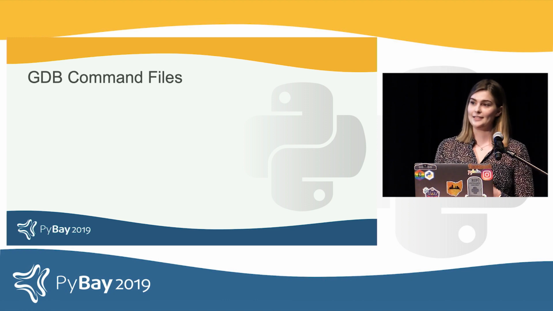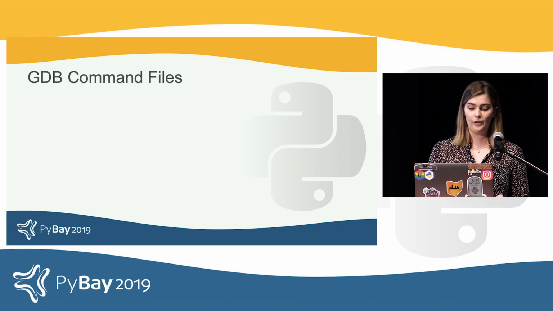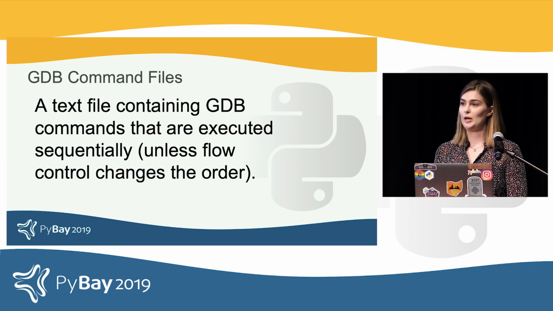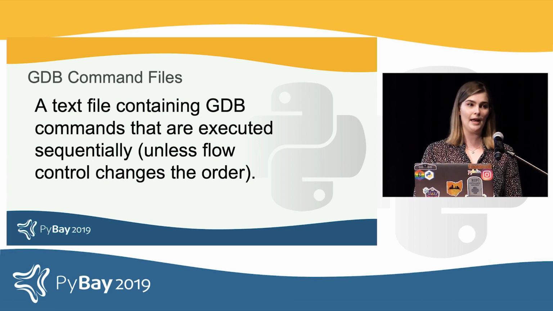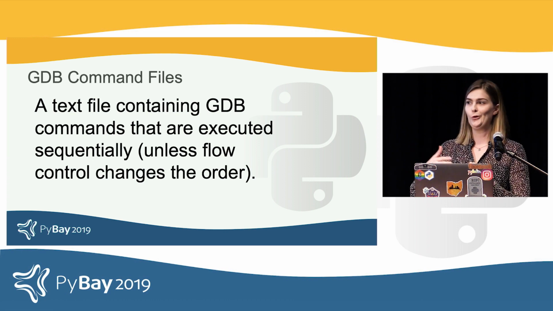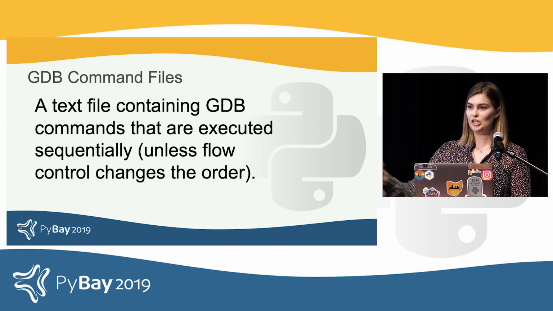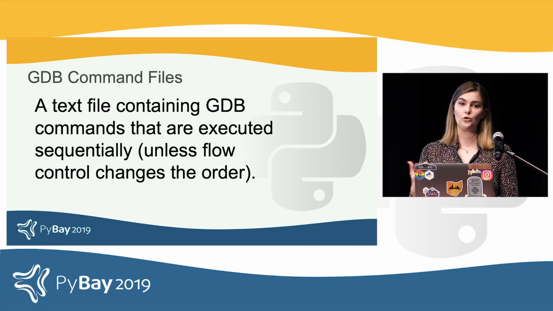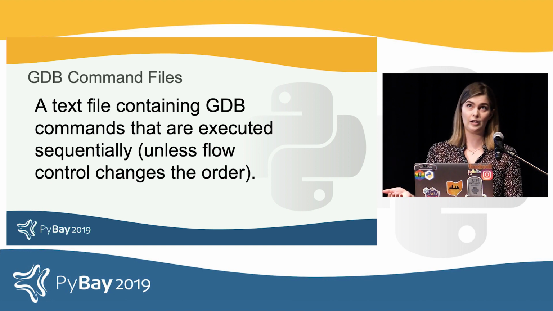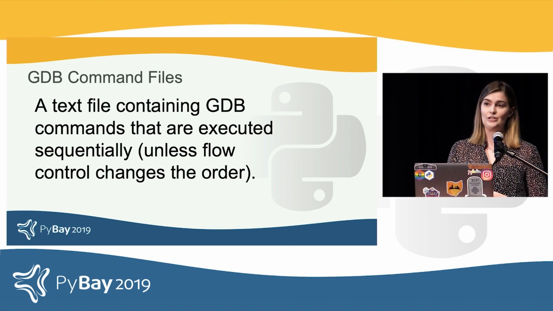Then there's command files. Again, this is actually really simple. A command file is essentially just a script that you take GDB commands that we saw on the last page, write them in a text file. GDB can execute it the same way you would normally execute a script. It just runs all the commands sequentially unless you use flow control.